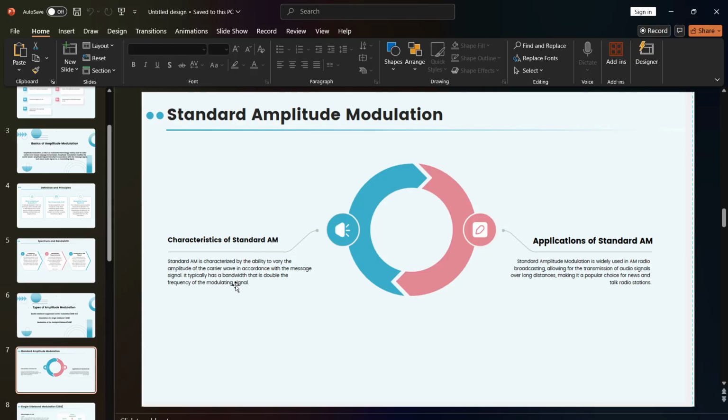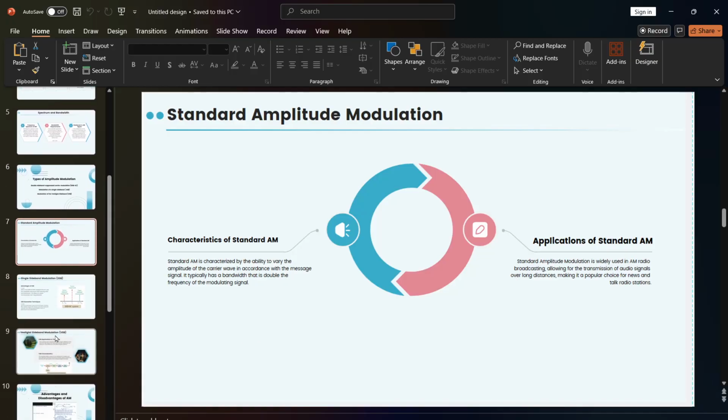Standard amplitude modulation is characterized by the ability to vary the amplitude of the carrier wave in accordance with the message signal. It typically has a bandwidth that is double the frequency of the modulating signal. And what are the applications of standard amplitude modulation? Radio broadcasting, allowing for the transmission of audio signals over long distances, making it a popular choice for news and talk radio stations.